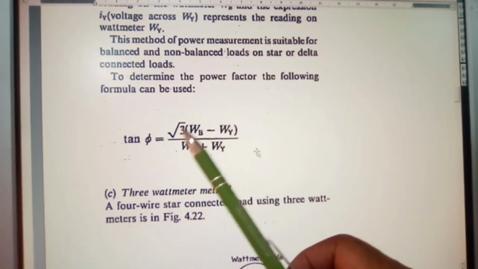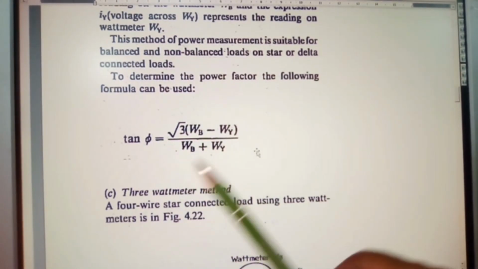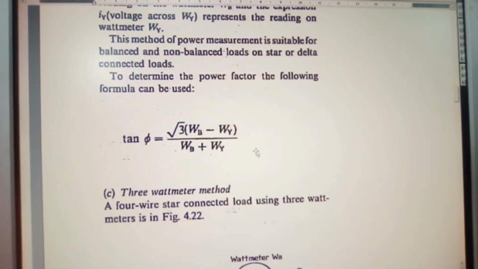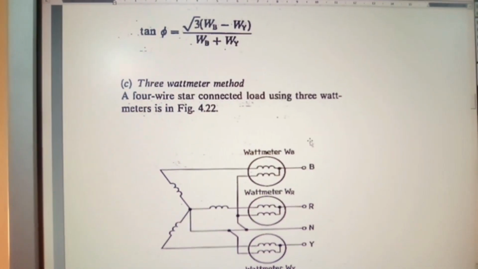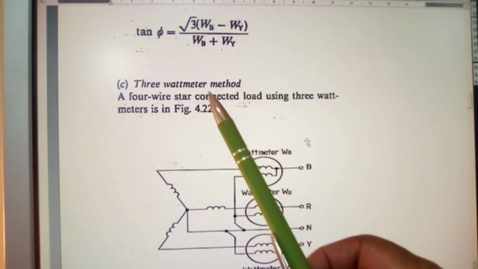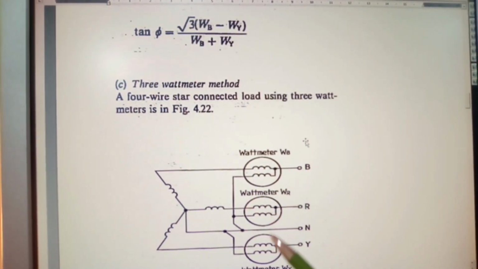Remember, square root of 3, etc. You can read that for yourself. Don't need me to read that out to you. 3 wattmeter method, a 4-wire star connected load using 3 wattmeters, and here you have 1, 2, 3.